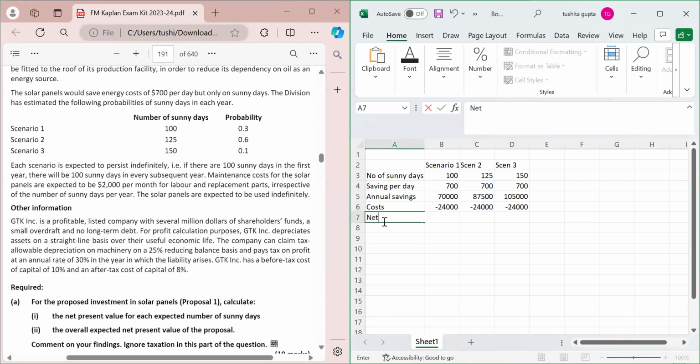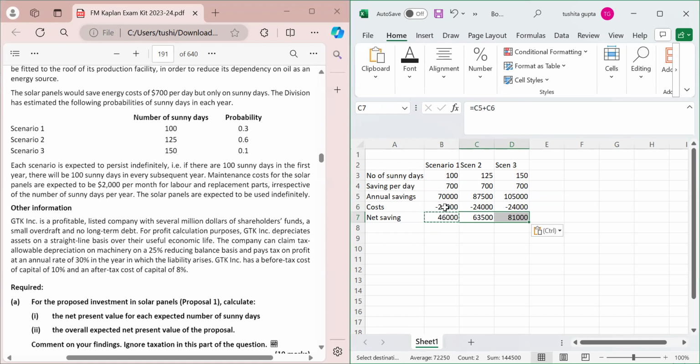So in net, how much are you saving? Net saving that you're getting is the saving plus your costs. Costs are already put as negative figures, so it will work the same way. Alright, so this is what your net annual savings are going to look like.